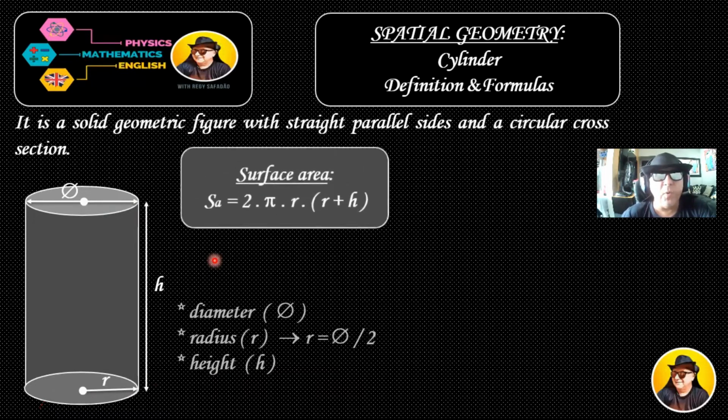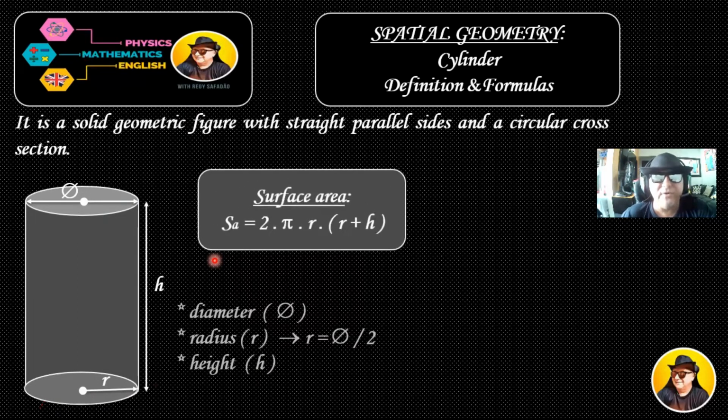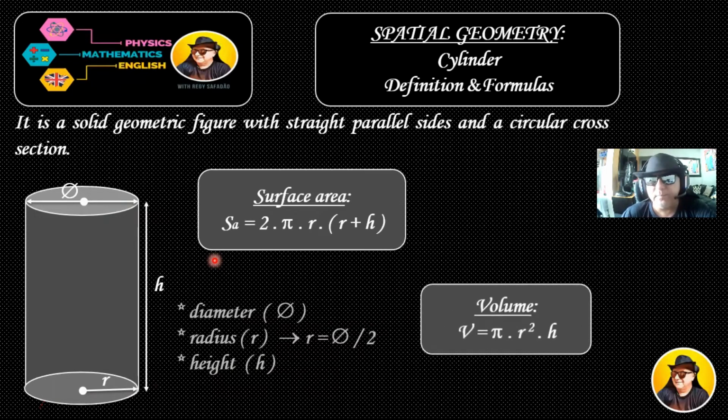If you want to find the surface area, you have to do 2 times pi times R times (R plus H). And the volume of the cylinder is pi times R squared times height. By the way, pi is about 3.14.